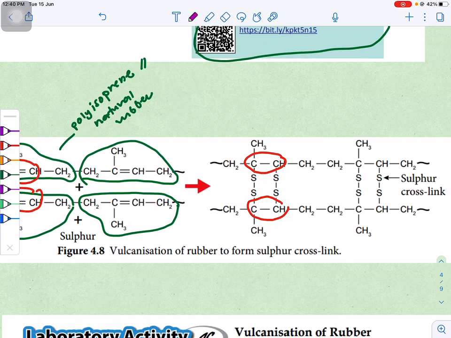So this junction is known as the sulfur cross link. So what does the sulfur cross link do? When we try to stretch, the sulfur cross link connects the layers of the polymer. So when you stretch, this sulfur will pull the rubber back into its original position, number one. And also because of the presence of this sulfur, it will prevent the bad smell like before. Okay, so where will the sulfur appear? Only in areas that have carbon-carbon double bond.